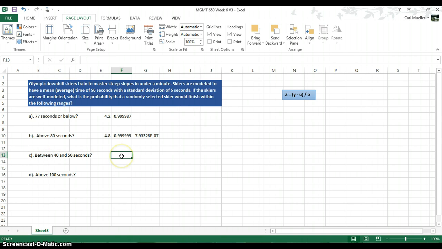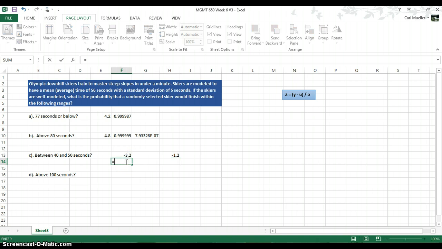So we're going to do this separately. We're going to do our z-score calculation for 40, which is 40 minus our mean, which is 56, divided by 5. Okay, that's 3.2. And then over here, we're going to do another one. It's going to be 50 minus 56 divided by 5 gives us that value. Okay, you can kind of see where we're going with this.